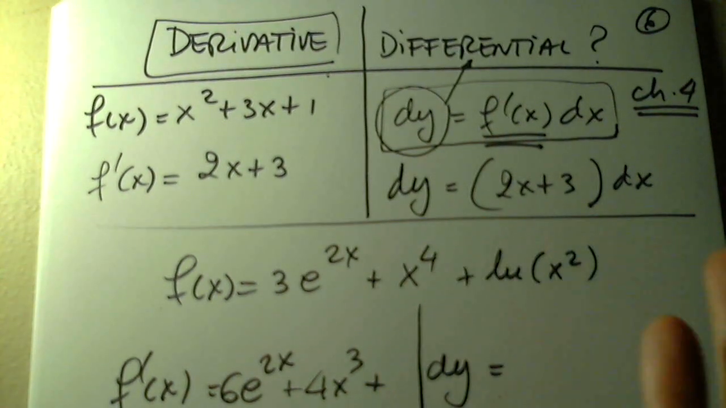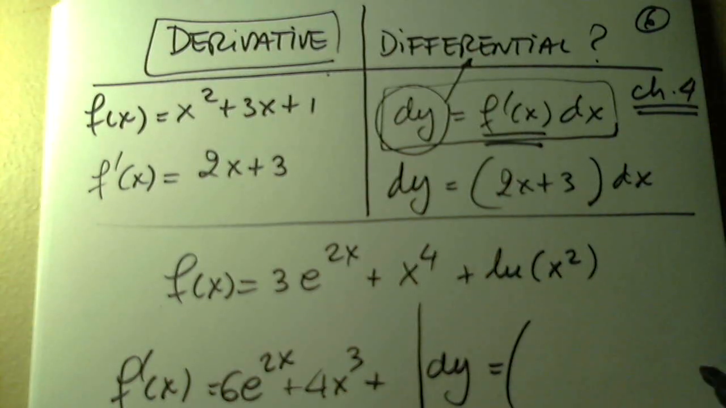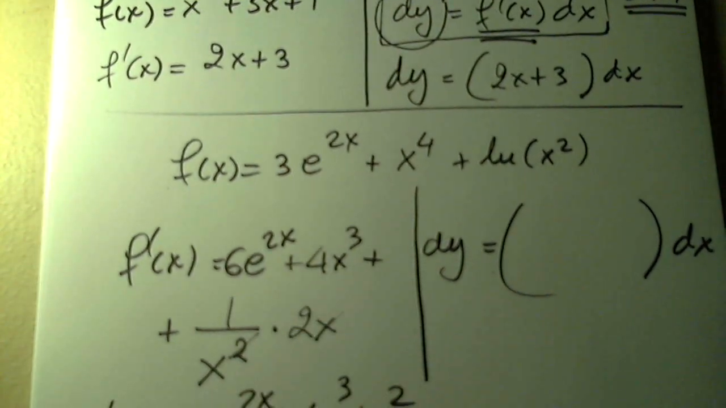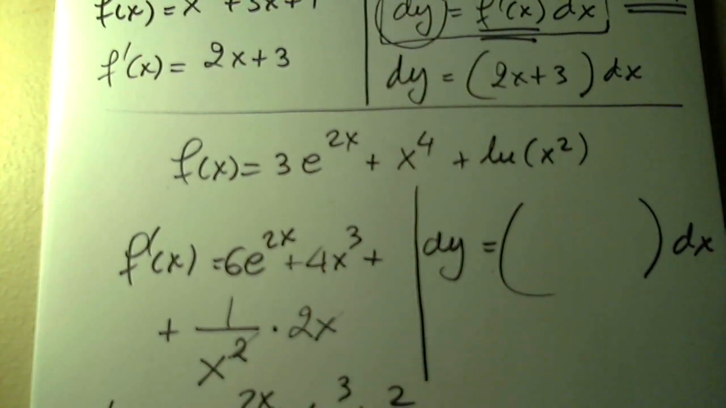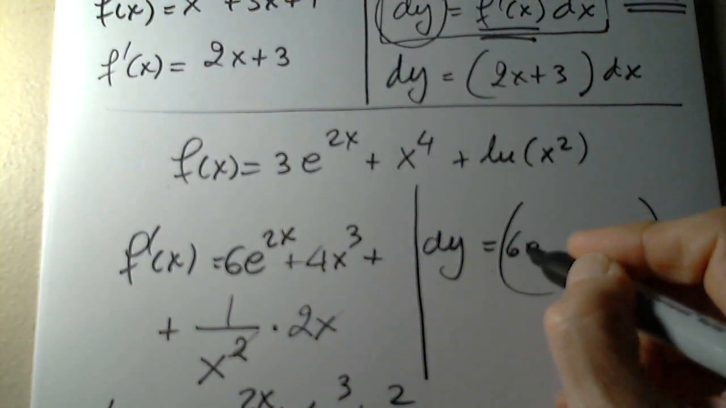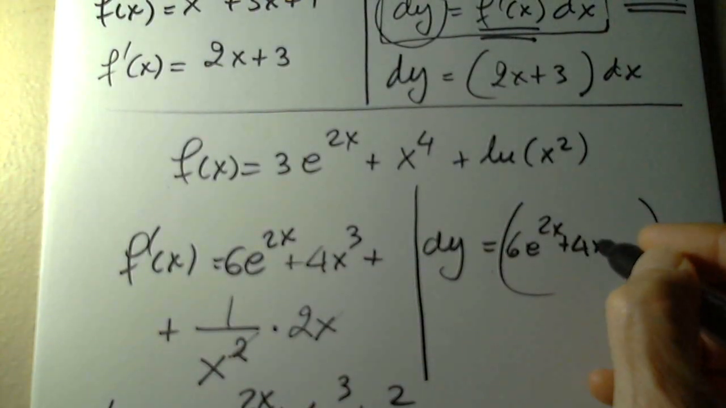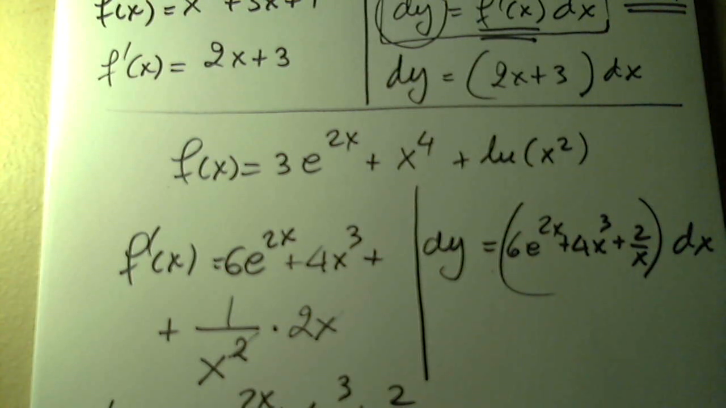Just multiply that by dx. Exactly. It's the whole thing multiplied by dx. I don't have to do anything else. I just have to copy this in here: 6e^(2x) + 4x^3 + 2/x. This is it.